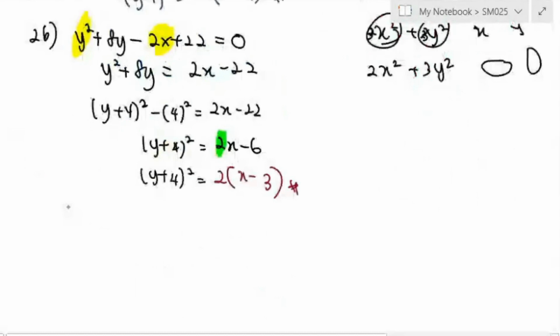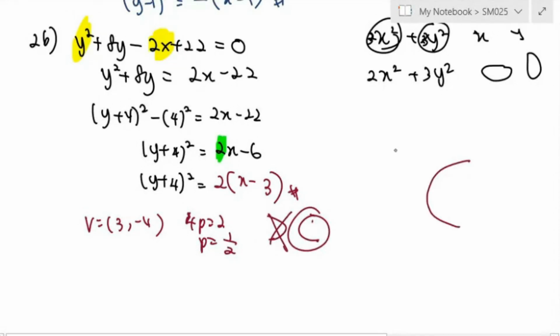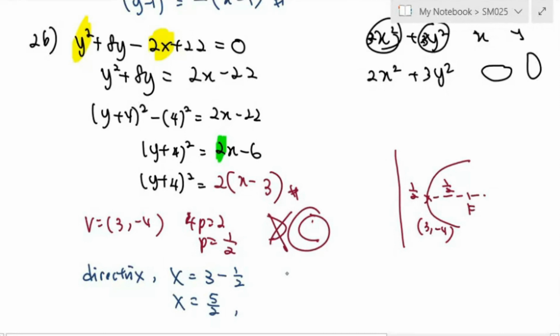Okay, so done. From here we can get our vertex, which will be 3, negative 4. 4p is 2. P is 1 over 2. So what's the shape? It is y square, left or right? When positive, it is right. Just want to see it clearly. This is the vertex 3, negative 4, and the p is 1 over 2 here. So 1 over 2 to reach the focal point, 1 over 2 to reach the directrix. It will be a vertical line, so x equals to 3 to the left hand side, minus 1 over 2. Then our focal point will be 3 moving to the right hand side, plus, and the y coordinate does not change.